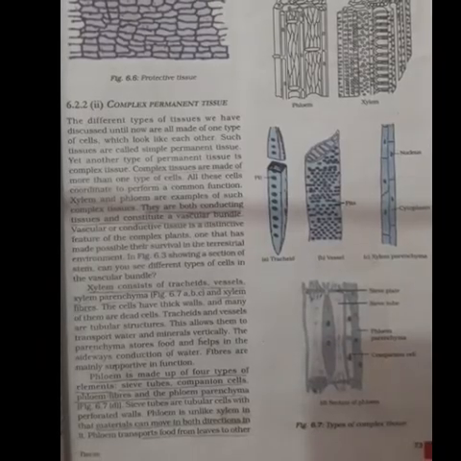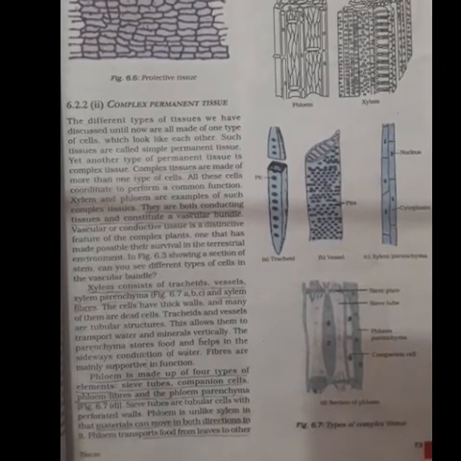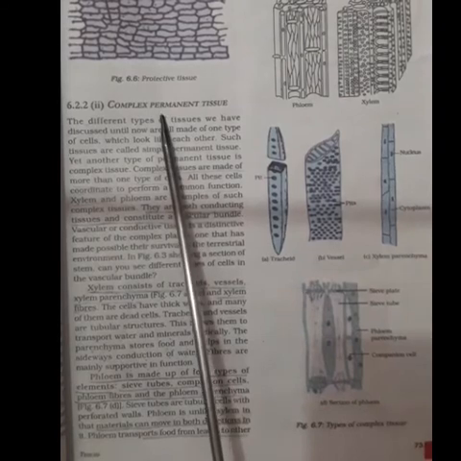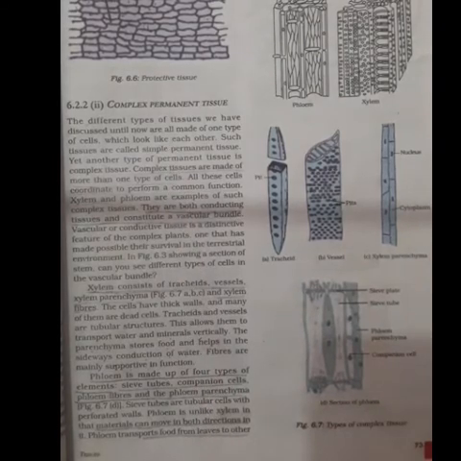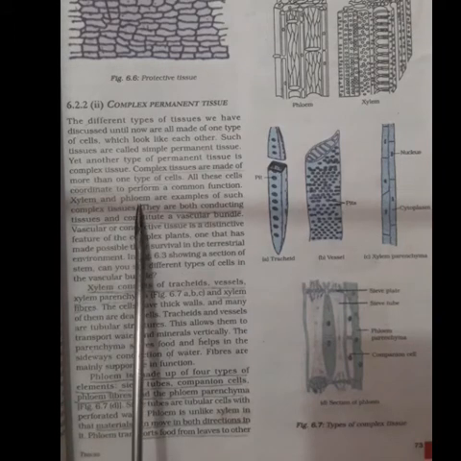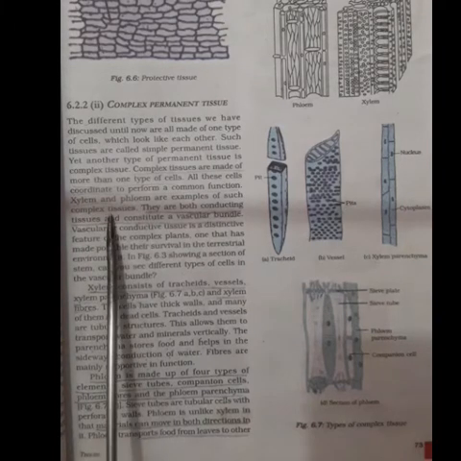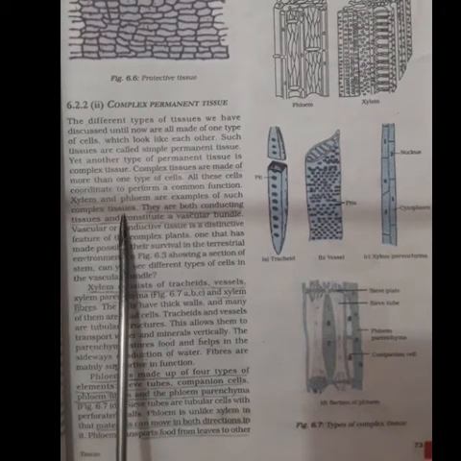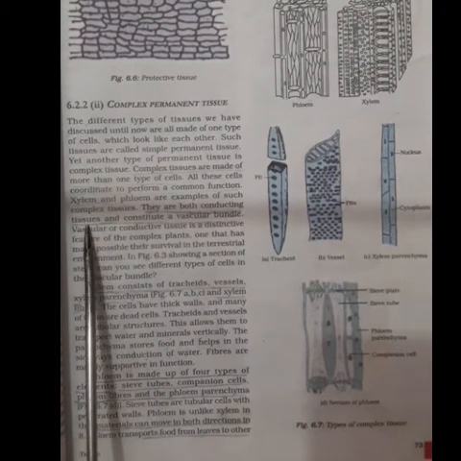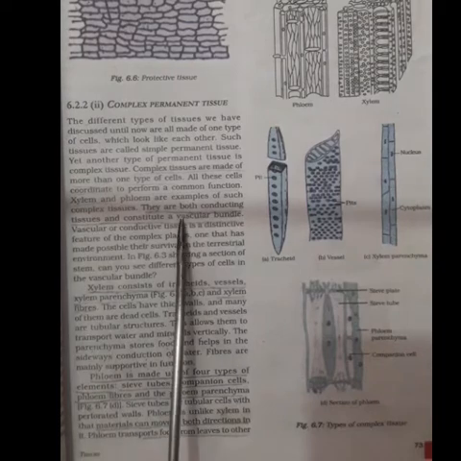Next, let us study about complex permanent tissue. It consists of more than one type of cells. So, these cells coordinate to perform a common function. Xylem and phloem are the examples of complex tissue. They are conducting tissue and constitute a vascular bundle.